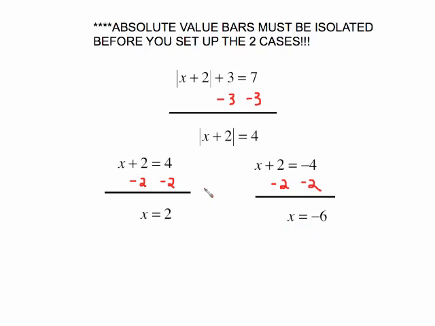And when you check, don't check here. You want to check in the original. So put 2 here. 2 plus 2 is 4. The absolute value of 4 is 4. 4 plus 3 is 7. So we're good on that one.